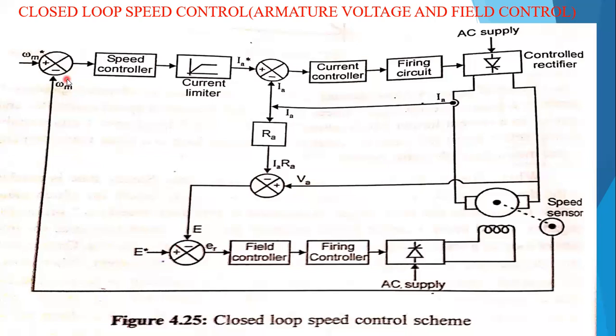Thus the speed control above base speed is obtained by field control, with the armature voltage maintained near the rated value. So this is about the field control mechanism of the DC machine below rated speed and above.